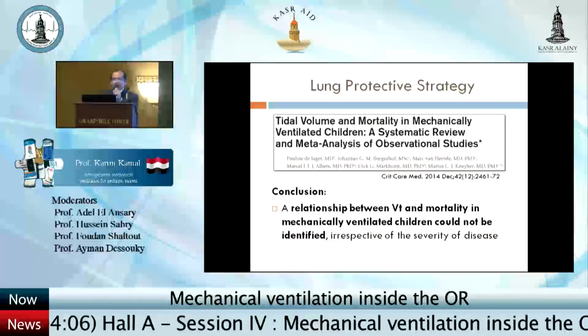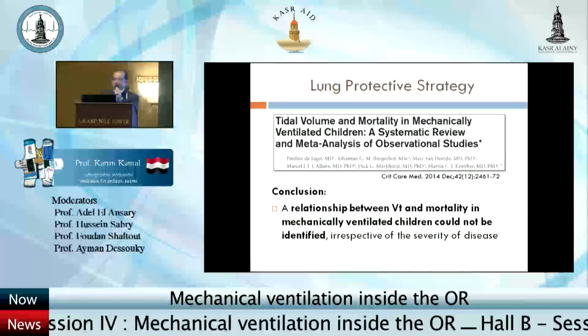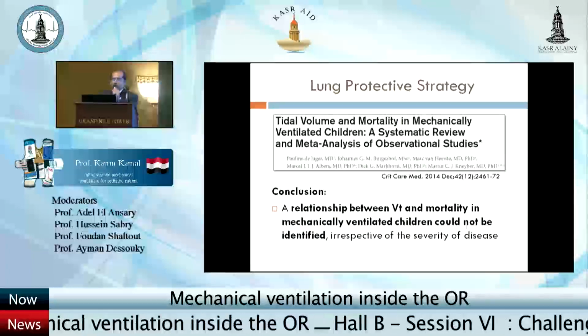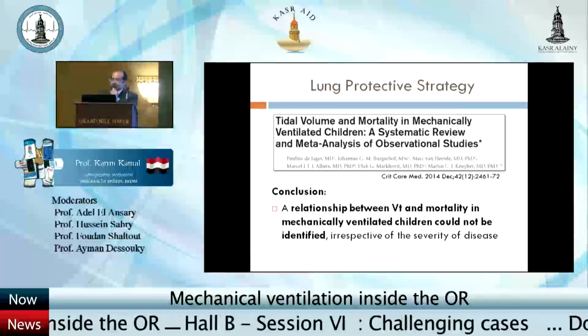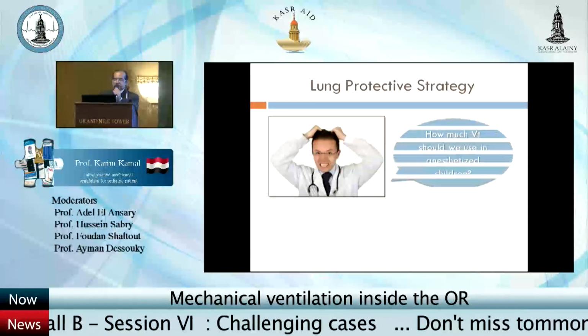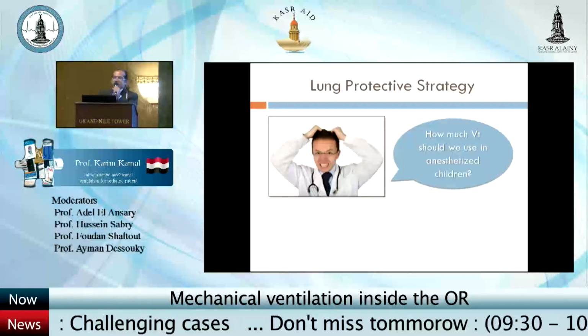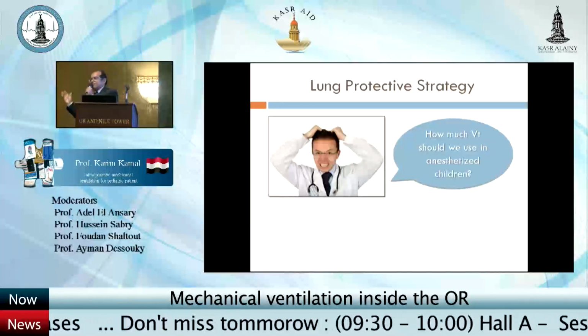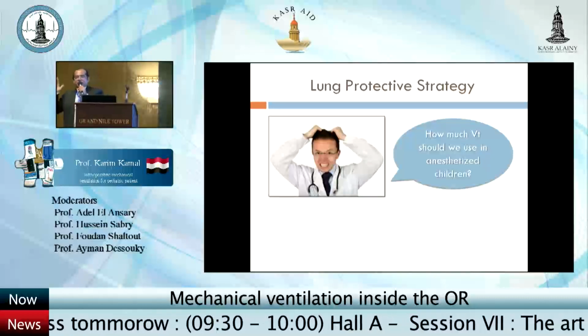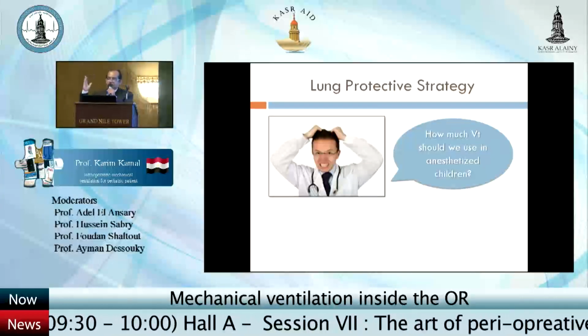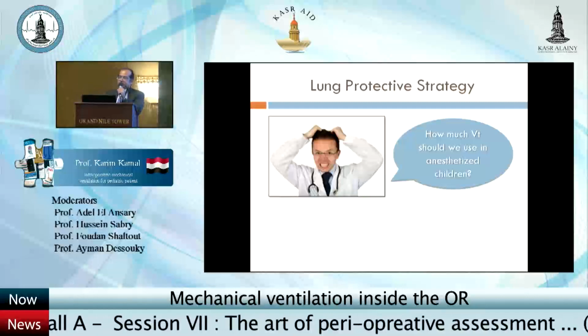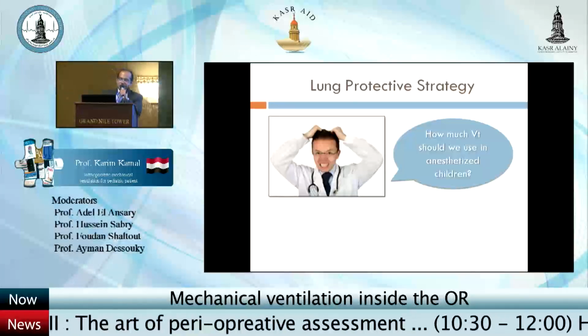So the conclusion: a relationship between tidal volume and mortality in mechanically ventilated children could not be identified, irrespective of the severity of the disease. This is all very confusing. We have adult studies, we have pediatric studies, we have ARDS patients, we have anesthetized patients. In the end, how much tidal volume should we use in anesthetized children?